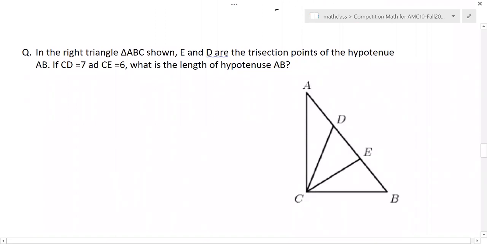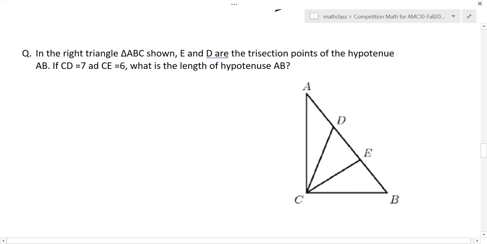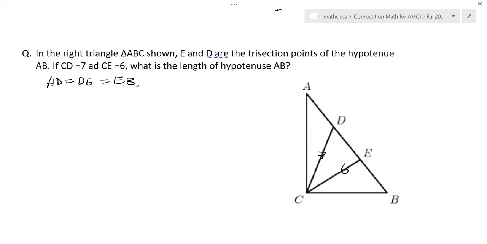Okay, so here's another right triangle. Again, remember, we have to draw additional lines. What we are given here is that E and D are the trisection points of the hypotenuse AB. So that means AD equals DE equals EB. And I know CD is 7, and this is going to be 6. We should be able to determine this triangle completely.